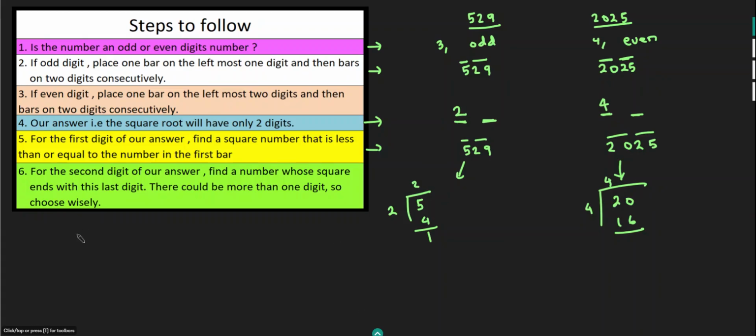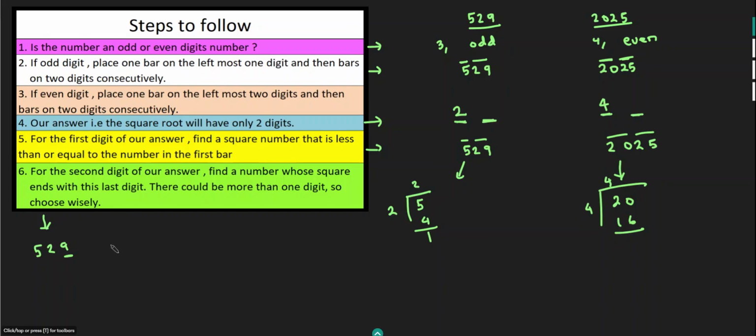Now let's understand the step 6. In step 6, we are going to identify the second digit of our answer. And for that, we are going to take each number, that is, let's consider this 529. And we are going to consider only the last digit number, which is 9. And then we have to think of a number whose square ends with the digit 9.